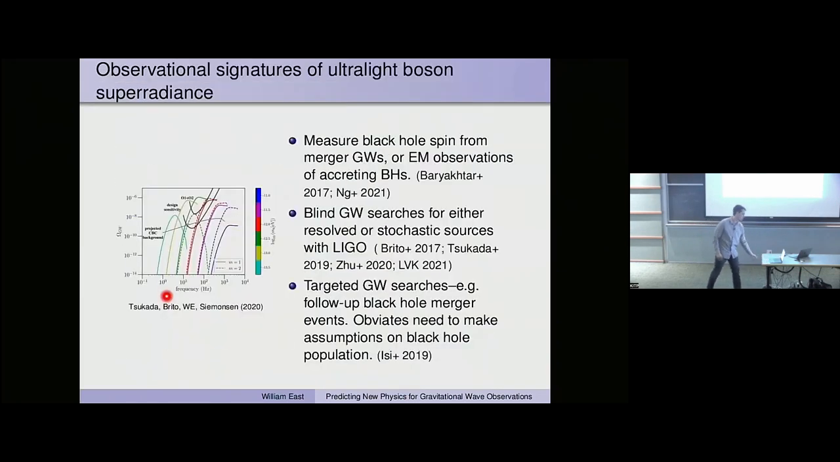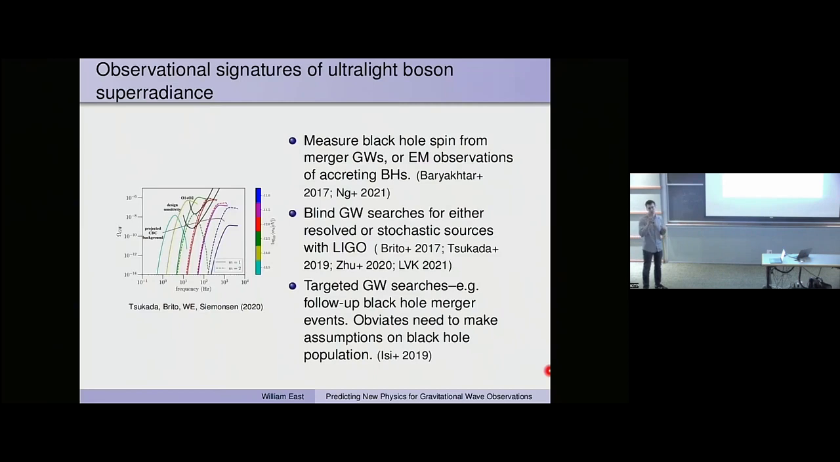There are a number of different ways that one can think about trying to look for evidence of these ultralight bosons. One is just to measure the spins of black holes to look for evidence that they've been spun down through this mechanism. You can measure black hole spins through electromagnetic observations of accreting black holes, or you can also try to measure them from observing the gravitational waves from binary black holes and inferring their spins that way.